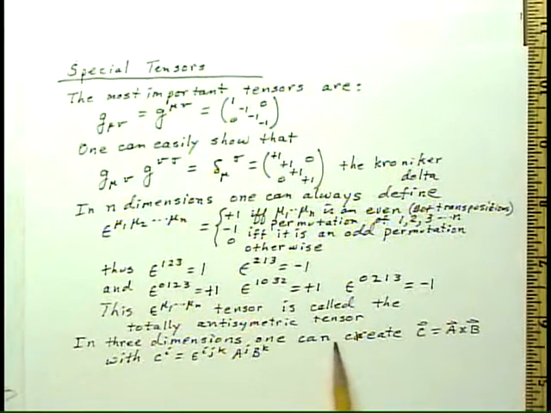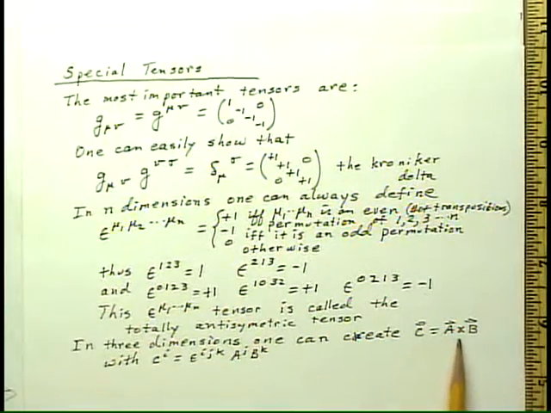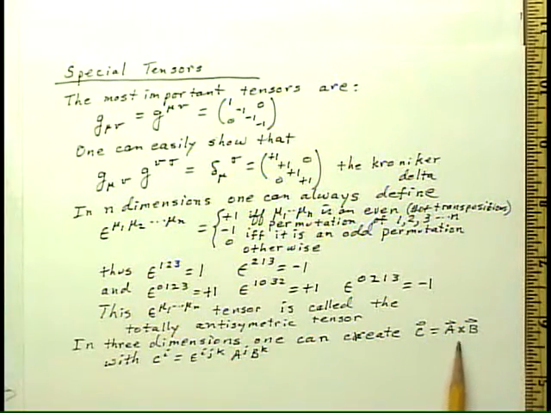In 3 dimensions, that tensor is used to create what is called the cross product. Now that's a very unusual circumstance, and it only happens with 3 dimensions. In 4 dimensions, there is no cross product of 2 vectors. One gets an entirely different type of structure, namely what is called the dual tensor.